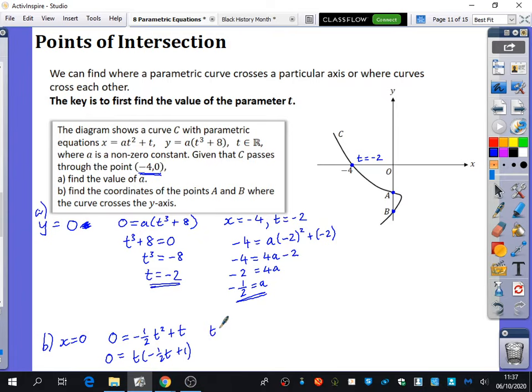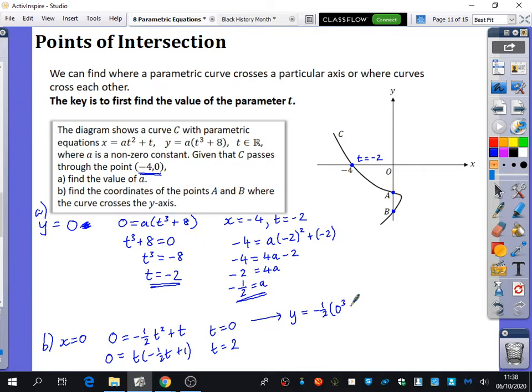So that either gives me that t is equal to 0 or t is equal to 2. So I can now use that information to find out what y is equal to. We're constantly going back and forth between t, x, and y. So if t is equal to 0, y is equal to a t cubed plus 8. But remember, a is minus a half.